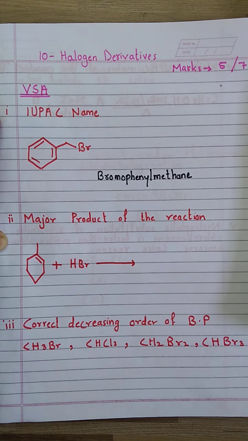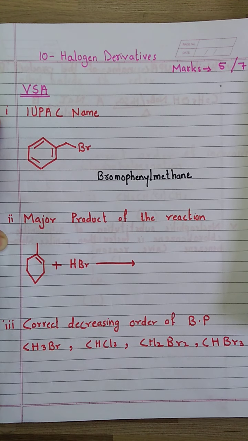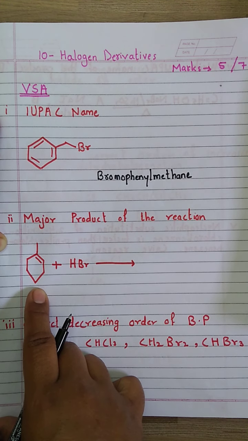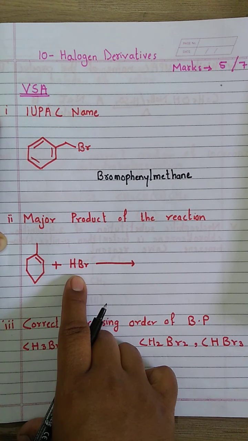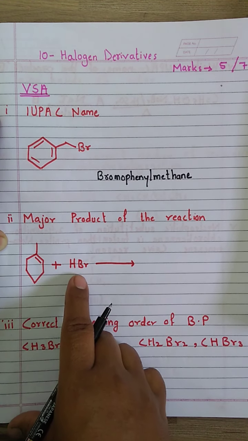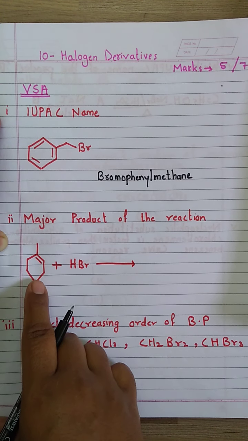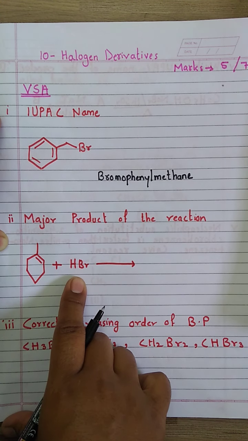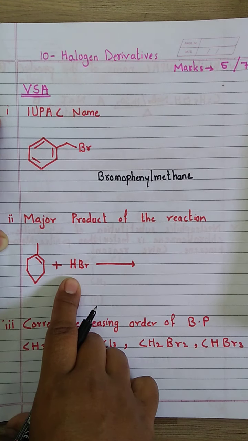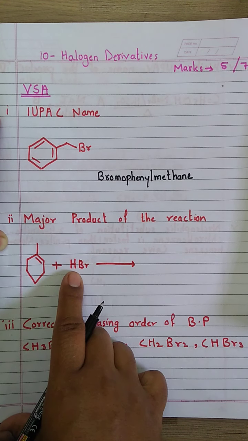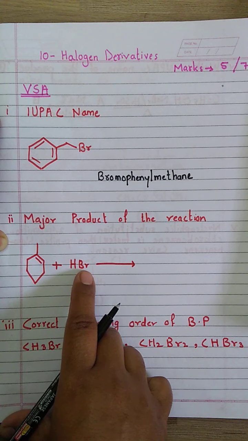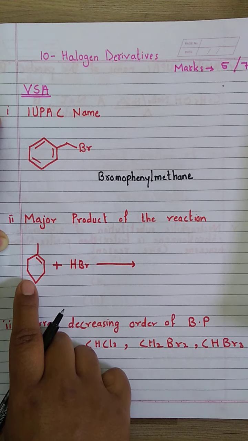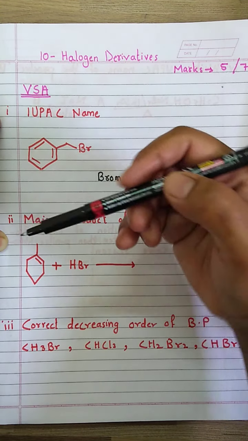Next one is to write the major product of the following reaction. A reaction is given where you can see that a cyclic alkene is there, to which we are adding HBr. Now whenever we are adding HBr to unsaturated compounds or alkene, we need to follow Markovnikov's rule, which we have studied in the previous class. According to Markovnikov, the negative part of the reagent, that is bromine, will go to the carbon that carries the lesser number of hydrogen.